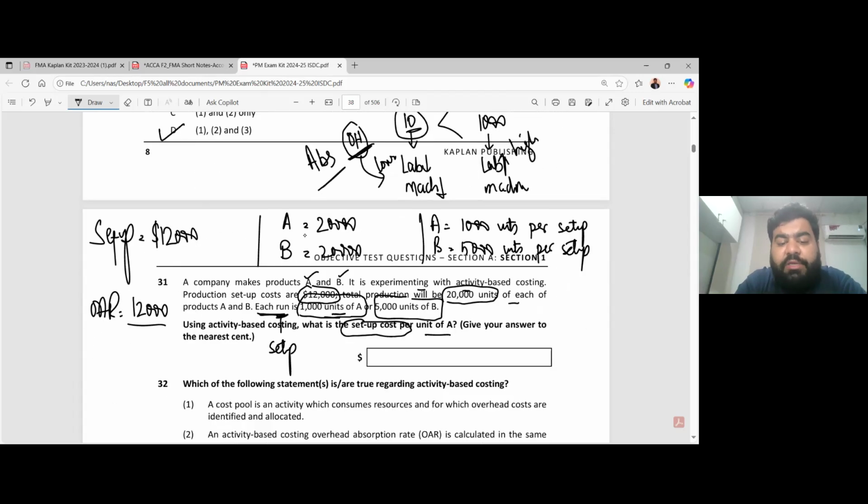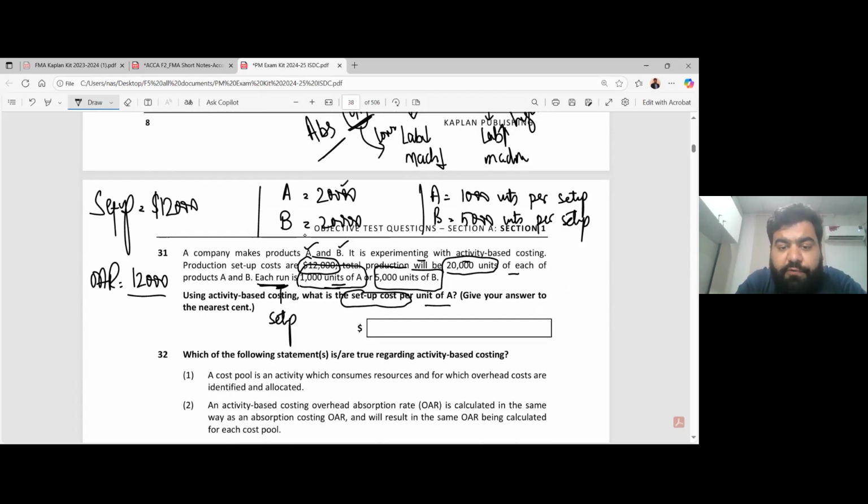Same here. We know the total number of units, 20,000 and 20,000, and we know that each setup has 1000 units of A and each setup has 5000 units of B. So what we will do, we will divide total number of units by number of units per setup, and we'll get total setups. So total setups I am going to calculate for A and B.